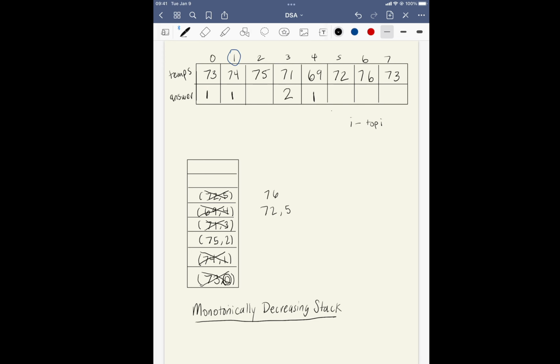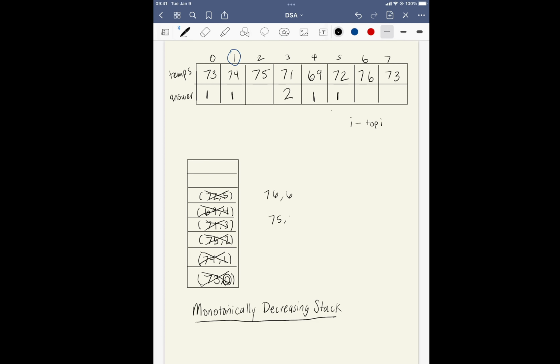And then we do 76 and 6. 6 minus 5 gives us 1. And, all right, now can we put 76 on the stack? No, because 75 is on the top of the stack, and 76 would be increasing from 75. So we pop 75 off the stack.